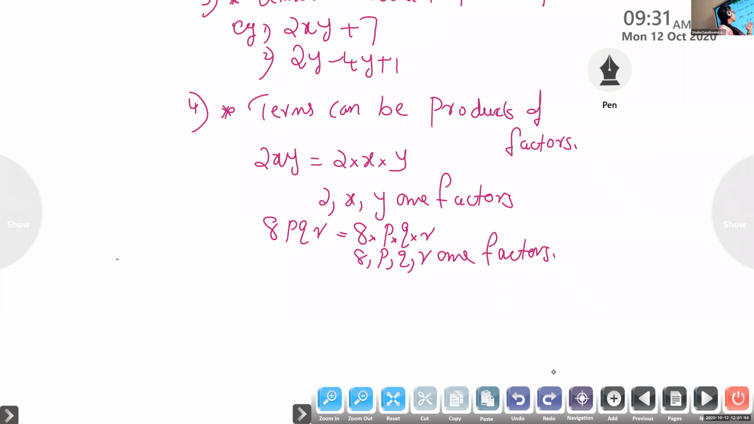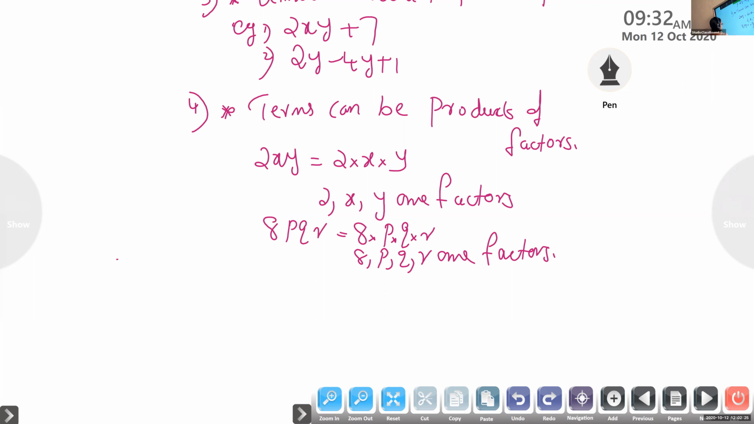In the first case, 2, x, y are factors. Here 2 is a constant, x and y are variables. In 8pqr, 8 is a factor and it is a constant, and p, q, r are variables. So terms are the product of factors. Okay.